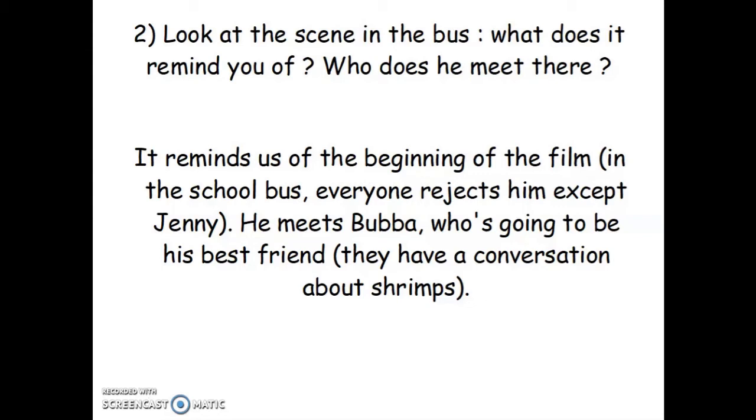And so here he meets Bubba exactly in the same circumstances. He's going to be his best friend, and they have a conversation about shrimps. We can see that Bubba is very keen on shrimps. But here there is a parallel between the scene in the school bus and this scene in the bus to the army, because Bubba is the only one to accept Forrest Gump, and he asks him to sit next to him.